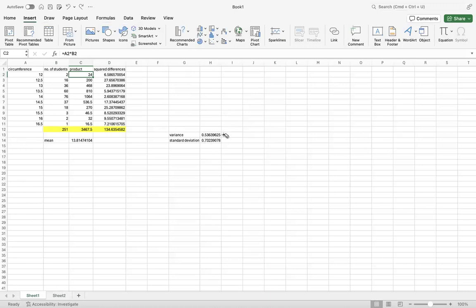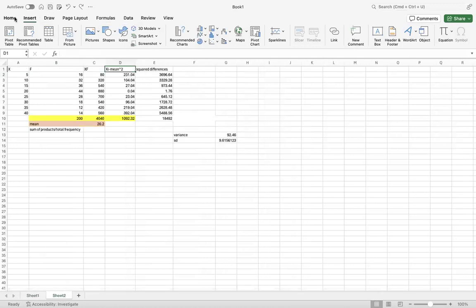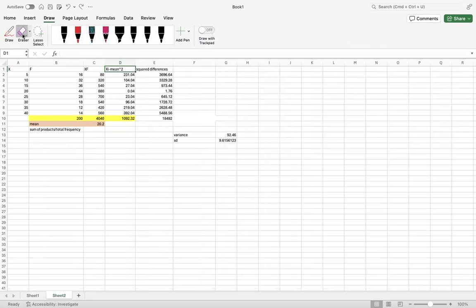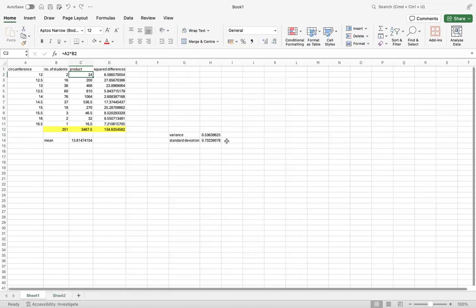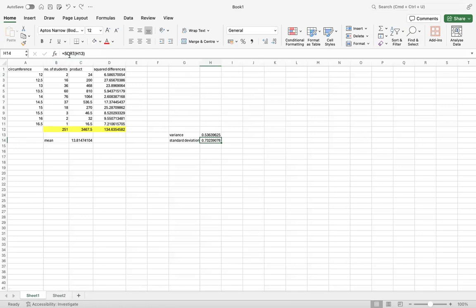It is equal to the square root of, you have to enter the formula here in just a second. You have to enter the formula like this. Equals square root of what? Variance. Where is variance? H13 is the variance. That's it. You have to enter this formula and press enter. Automatically you will see the square root of the variance, which is nothing but the standard deviation. So this is how you will do the problem.